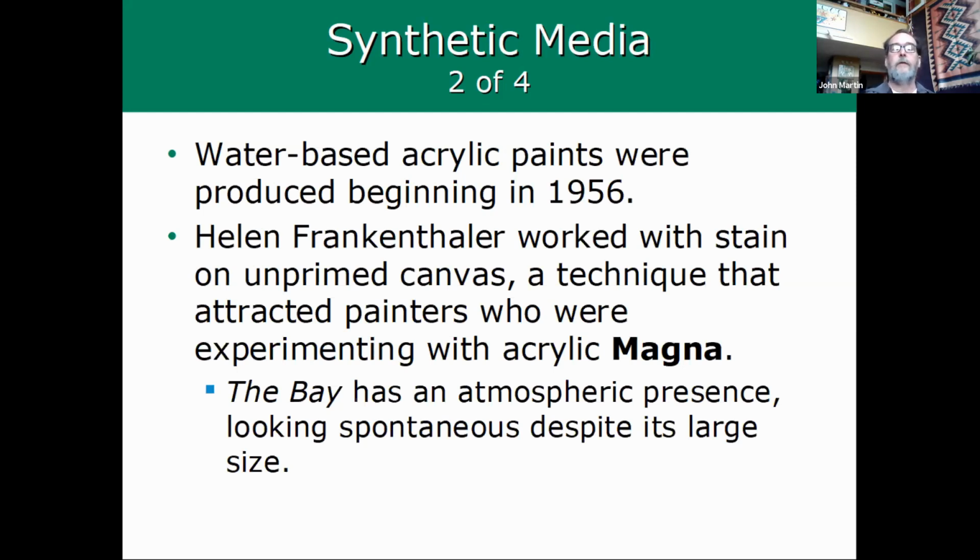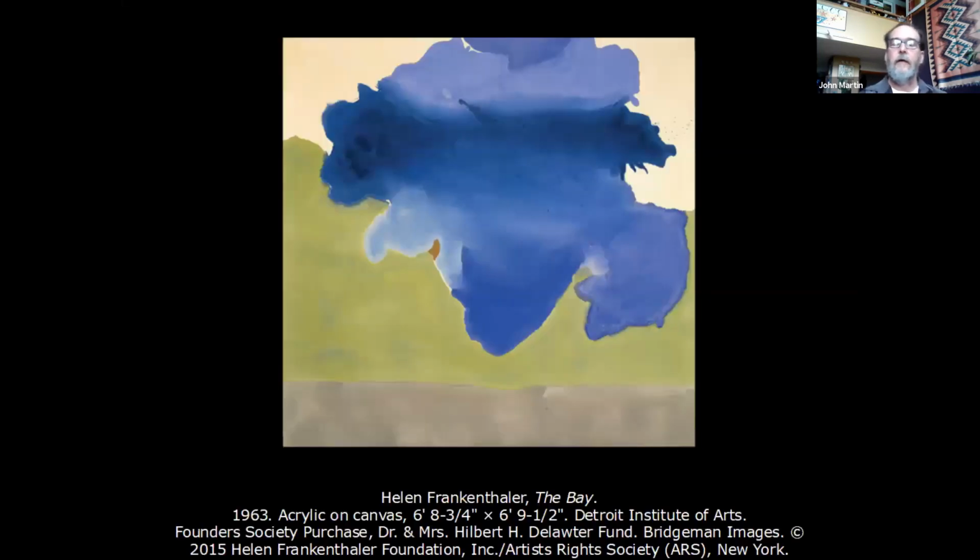This painting we're going to look at is called The Bay, and it has an atmospheric presence to it, and it looks very spontaneous. Helen Frankenthaler liked to work on the floor. She also worked with unprimed canvases. She didn't apply gesso to the surface. She didn't prime her canvas.